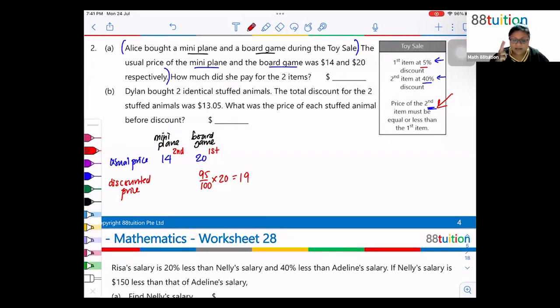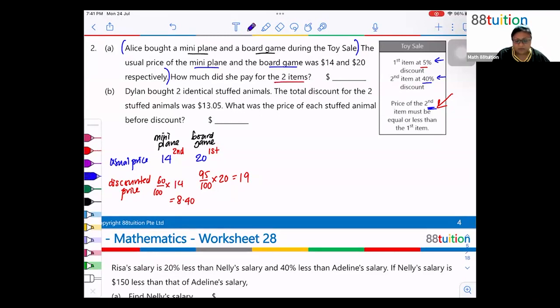And for the second item, it is a 40% discount. So the discounted price must be 60 over 100 times 14. Now, notice I didn't change to fraction in its simplest form. I take the percentage as it is, because this is a discount. So from here, I will get $8.40.